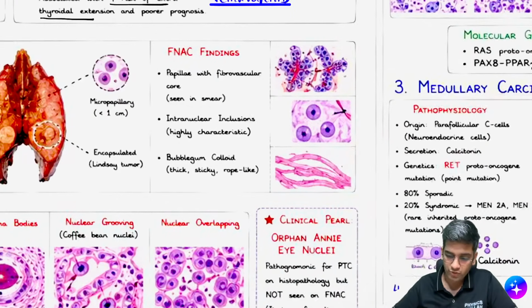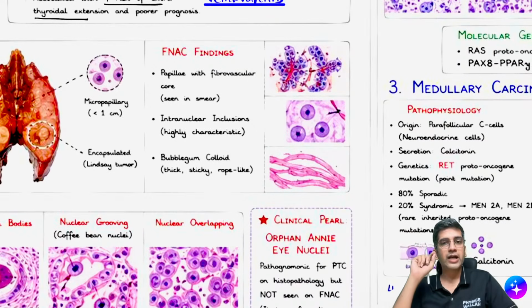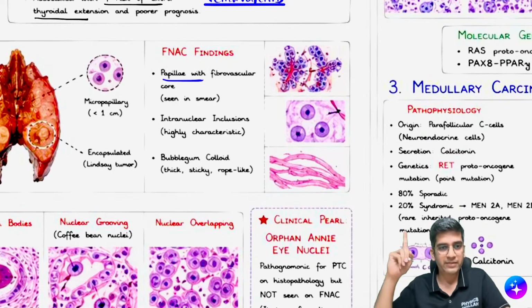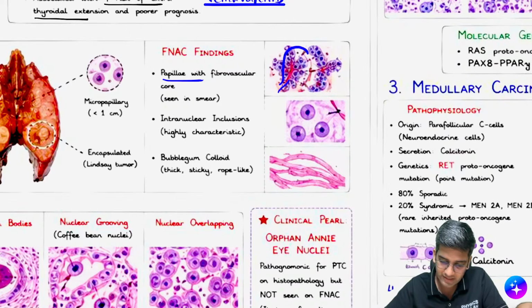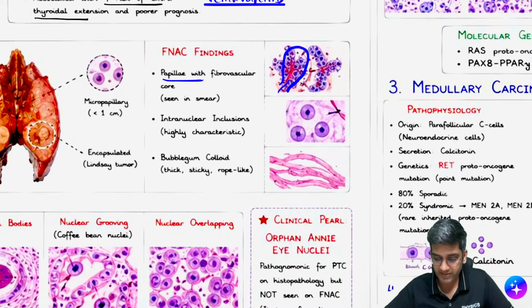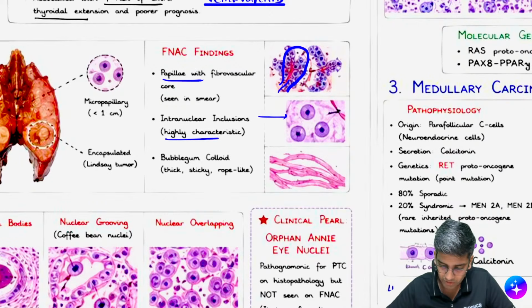So what do I see in microscopy? Two things: I have FNAC as well as biopsy. Both the findings are very different, right? In FNAC, yes, I'll have papillae. Whenever I see a fibrovascular core along with the cells surrounding them, I call it a papillae. Second, and the most important thing, which is seen only in FNAC, is the intranuclear inclusions, right? This is not for biopsy.